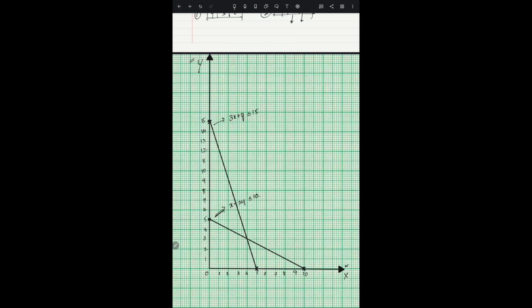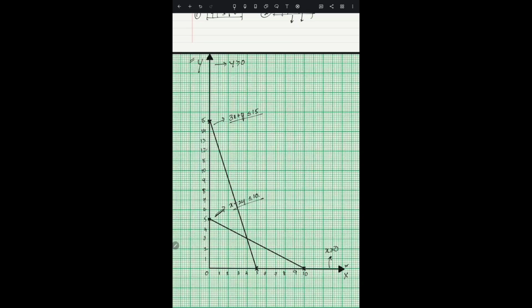So now we are having the graph for both the lines, x plus 2y less than or equal to 10 and also 3x plus y less than or equal to 15. And also we are having the non-negative constraints, that is x is greater than or equal to 0 and also y is greater than or equal to 0. Means both x-axis and y-axis we are taking as positive. Now let's find the feasible region.